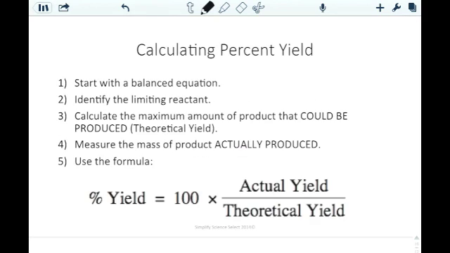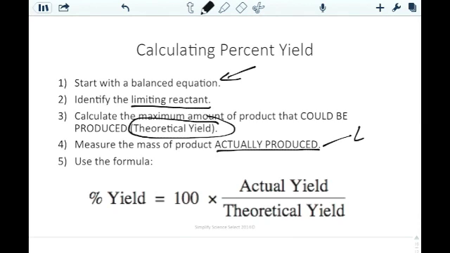So when we're calculating percent yield, this is how we do it. We start with a balanced equation because, yes, this is stoichiometry. It always starts with a balanced chemical equation. We identify the limiting reactant and calculate the maximum amount of product that can be produced, which is the theoretical yield. We measure the mass of the product that's actually produced. I would say that this is done in the lab. So you're actually recovering it, it's actually sitting in front of you, you actually put it on a balance. That's what you get in the lab.